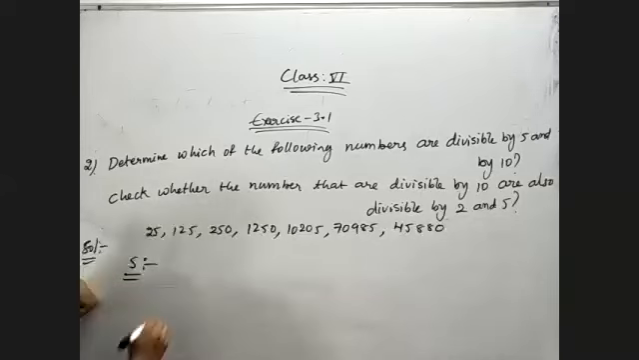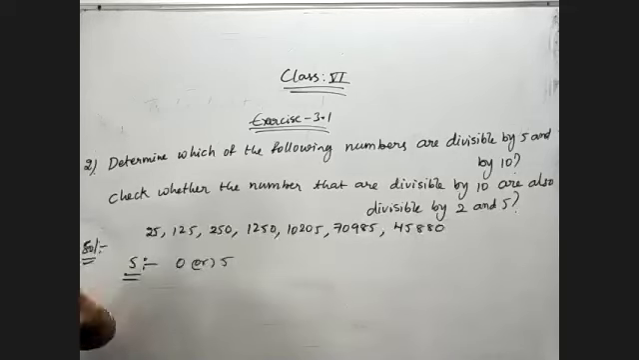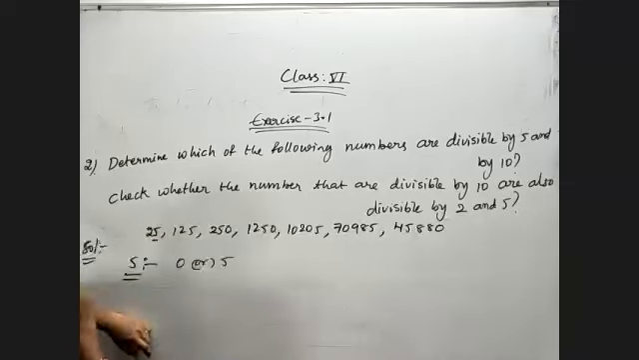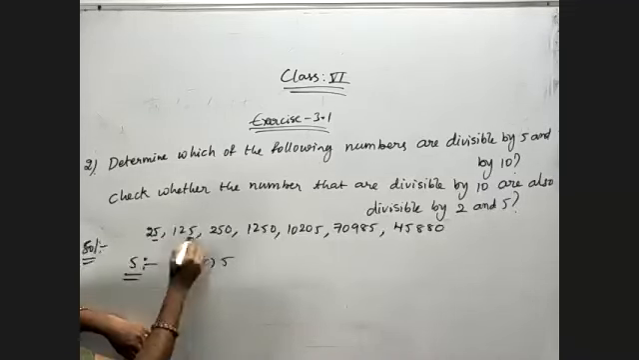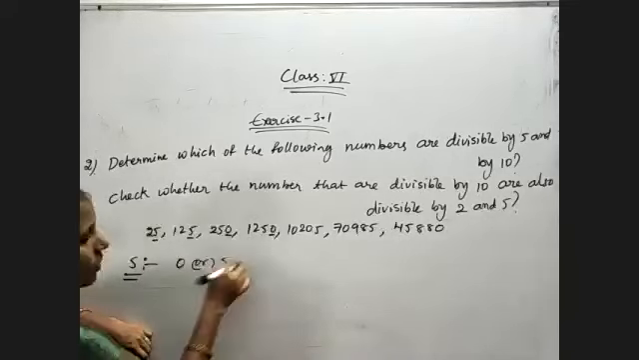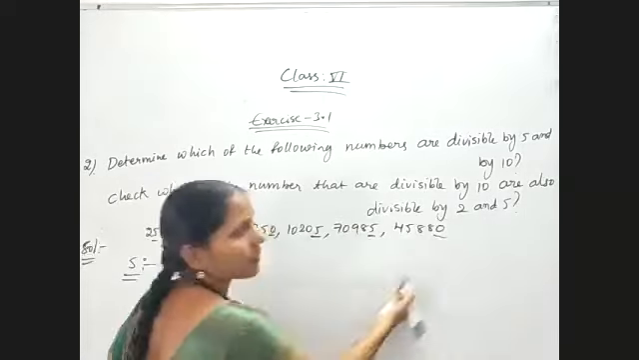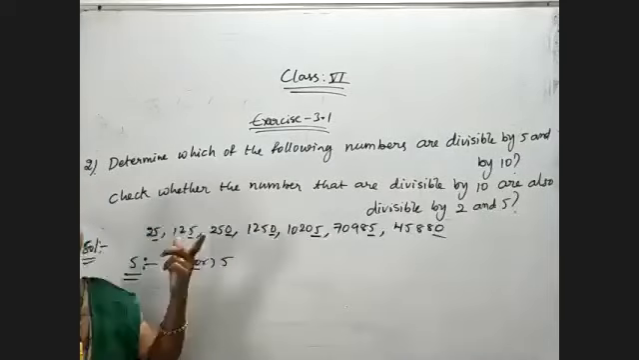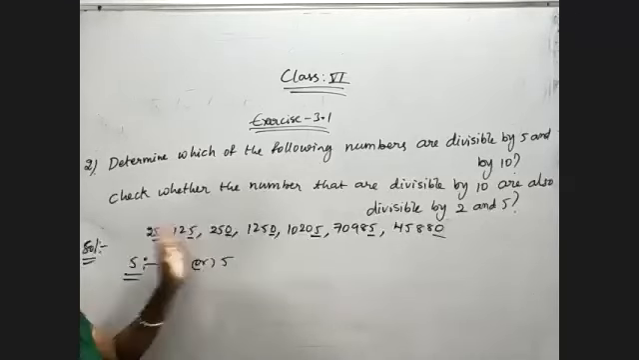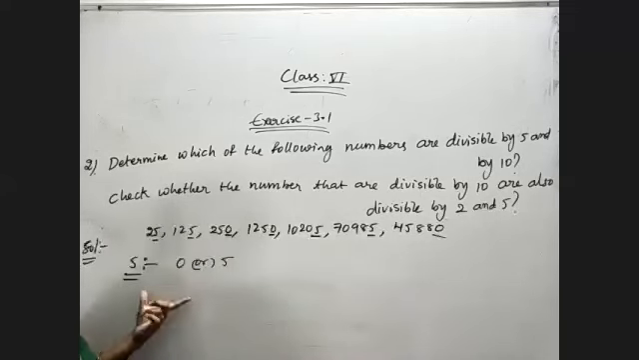If the number has 0 or 5 in its units place, then that number is divisible by 5. Observe the given numbers. 25 has 5, so it is divisible by 5. Here also 5 is there, so it is divisible by 5. 0, divisible by 5. 0, divisible by 5. 5, divisible by 5. 5, divisible by 5. 0, divisible by 5. Means in all the given numbers, the unit digit is 0 or 5. So all the numbers are divisible by 5.